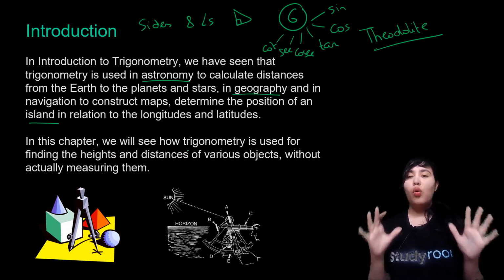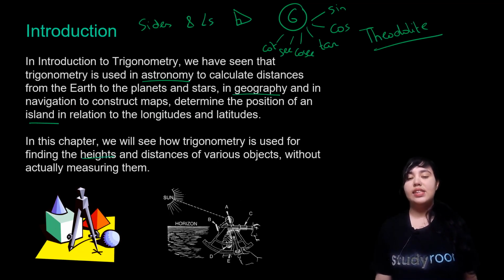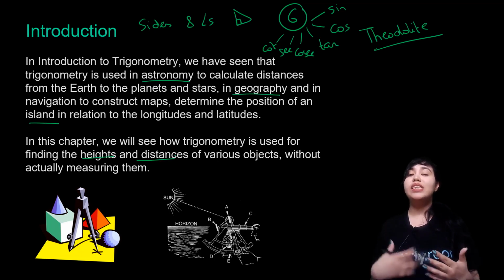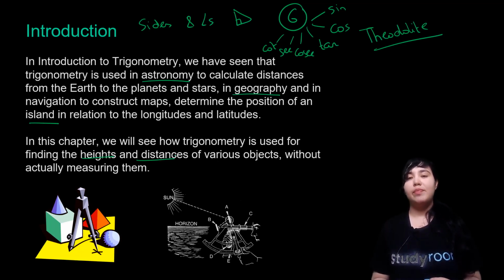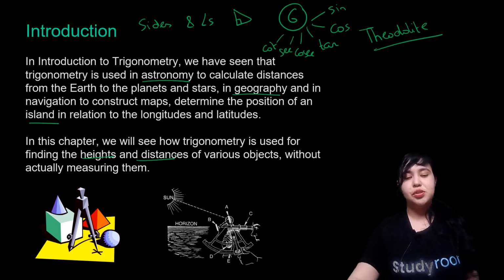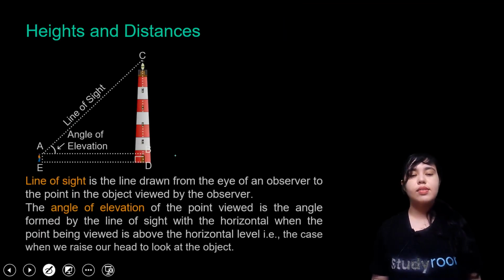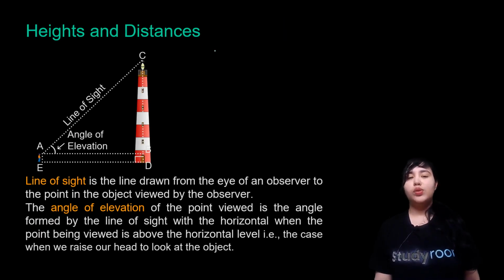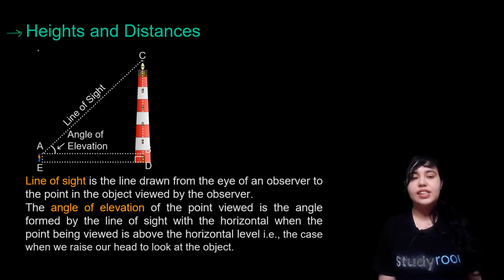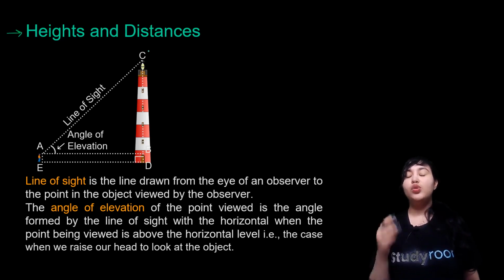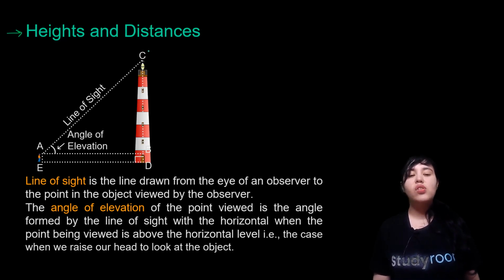So here we'll be focusing on the heights and distances of various objects. We won't be measuring them directly, but we'll see how indirectly we can get them by making use of trigonometry ratios. I told you that our main focus would be on heights and distances. So this brings us to 3 important definitions, 2 of which you can see on your screen right now: line of sight and the angle of elevation.